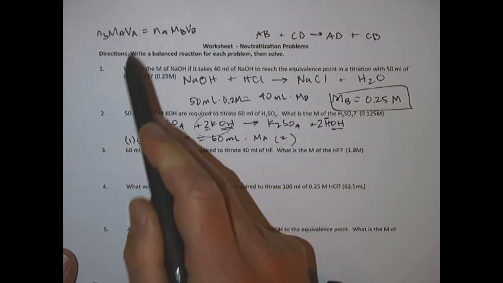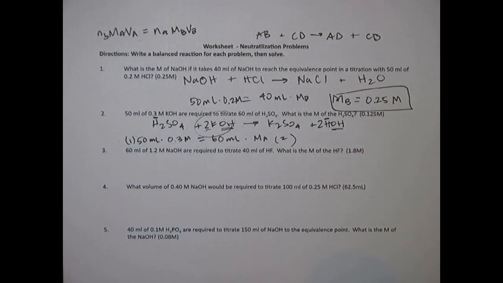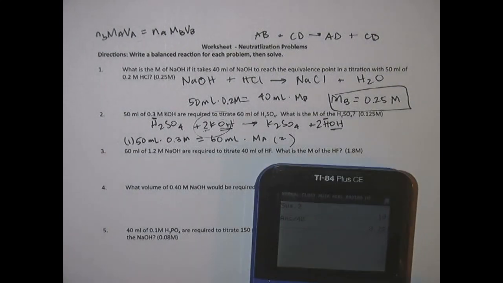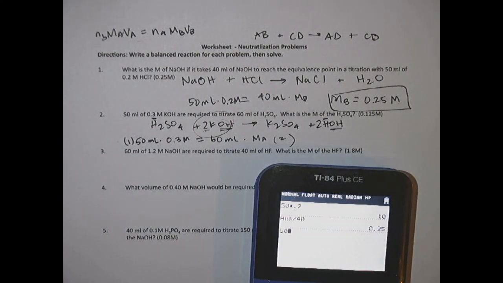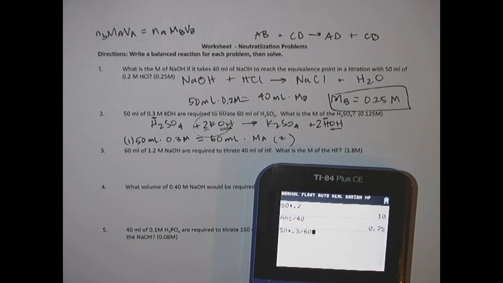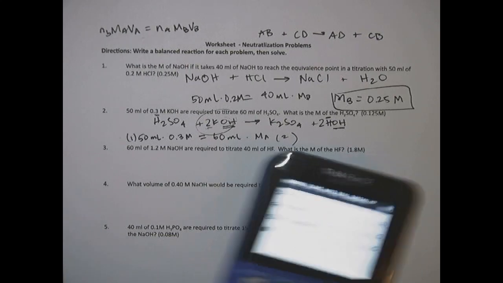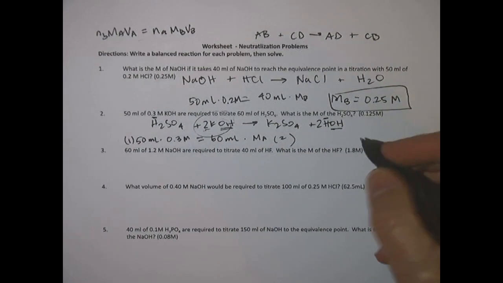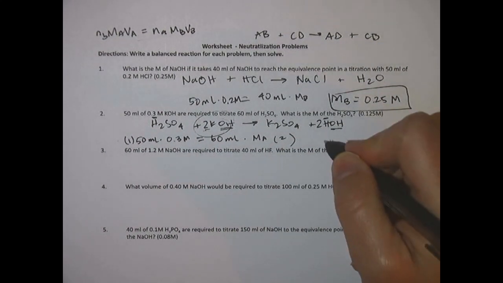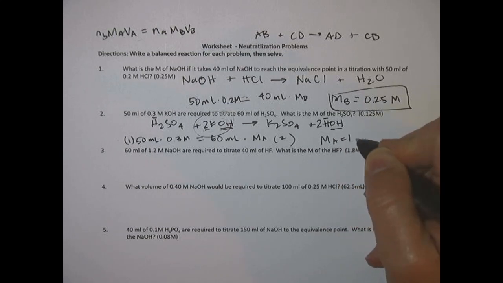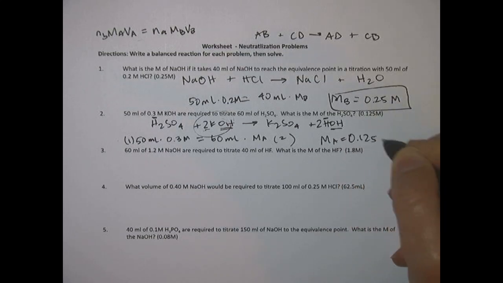I just flipped this around, but it still works just fine. Anyway, take 50 times 0.3, divide by 60 and divide by 2, and you end up with 0.125. Oh, wait, the answer is right there. That's so funny. So MA equals 0.125 molar for that one.